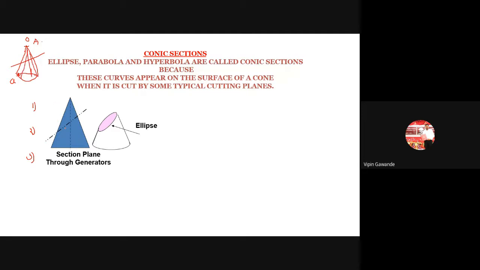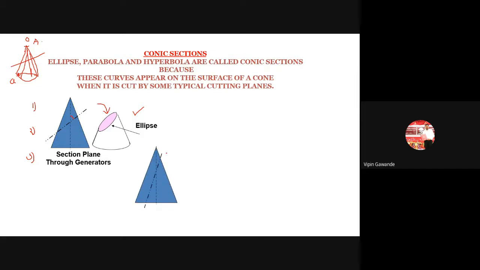So if the cutting plane is inclined to the axis, that is the first condition. The second condition is it must cut all the generators. Then whatever section is obtained is called the ellipse. So that is your first MCQ. Now let us see the parabola.